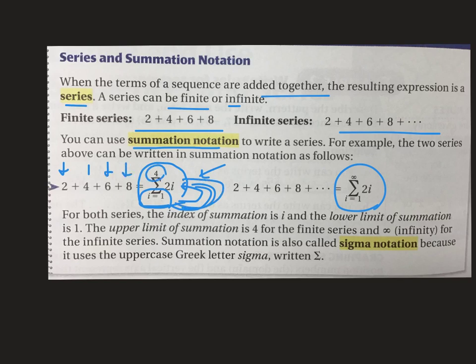And the reason the 4 is on the top is that it tells you when to quit plugging things in. So I plug the 1 in, 2, 3, 4. Once I plug the 4 in, I'm done. And then you can add them together. The number on the bottom is called the lower limit. The number on the top is called the upper limit. The symbol is called sigma. It's a Greek letter, sigma.